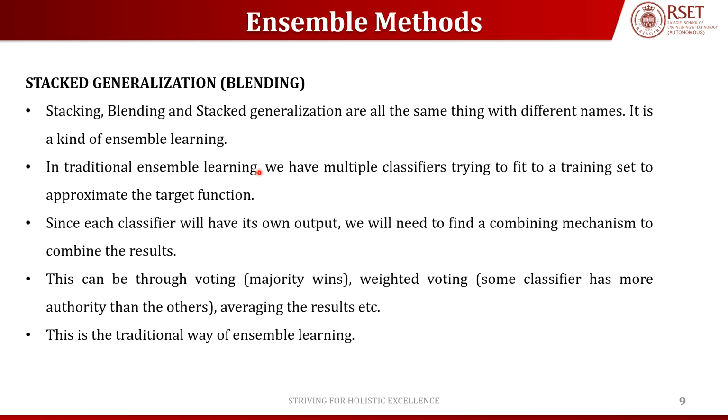Next is stacked generalization, which is also known as blending or stacking. So this is an advanced ensemble technique. In the more traditional ensemble methods like voting, we have multiple classifiers and we combine their outputs using a simple rule like majority voting or averaging. So stacking takes this a step further. Instead of a simple combining rule, it uses another machine learning model, which we call a meta model, to figure out the best way to combine the outputs of the initial models.